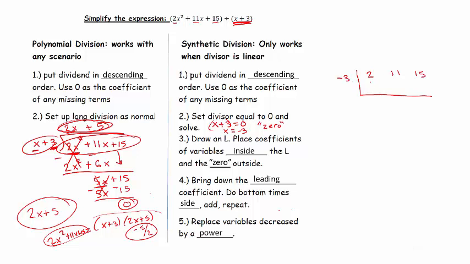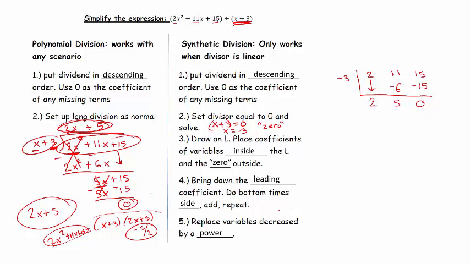We're going to bring down our leading coefficient, which is 2. We're going to bring that down first. We just drop it down underneath the L. We do 2 times -3, and we get -6. So I'm doing bottom times side, and I'm putting it under the next number. I'm going to add them, and I'm going to repeat that process. So 5 times -3, that is -15. And when I add them, I get 0.